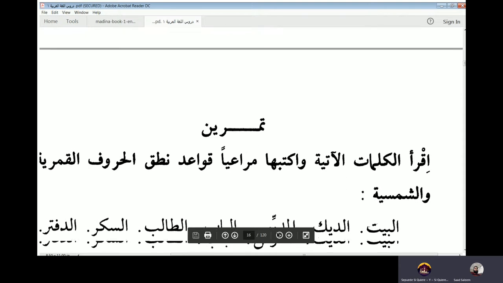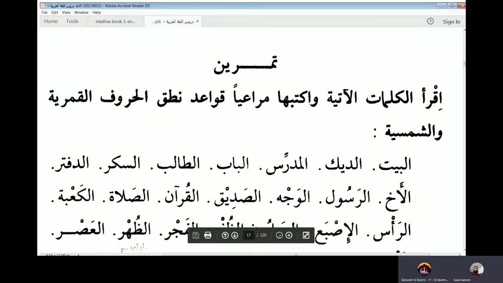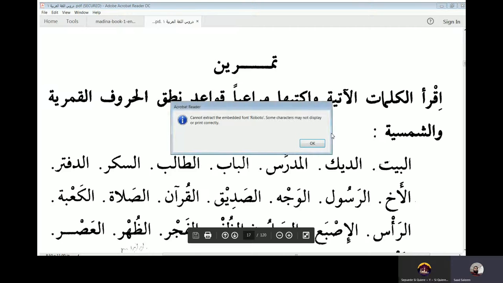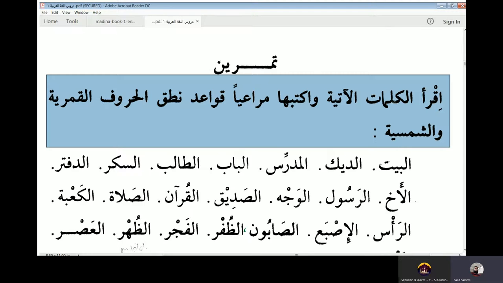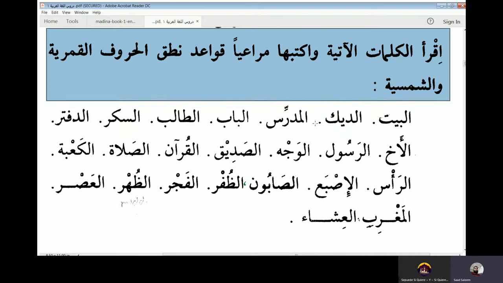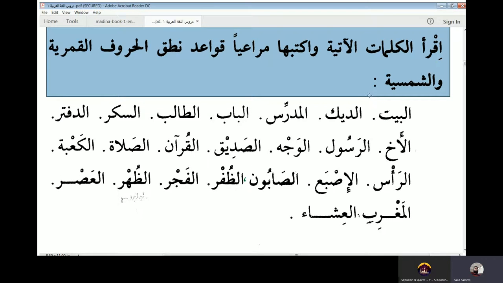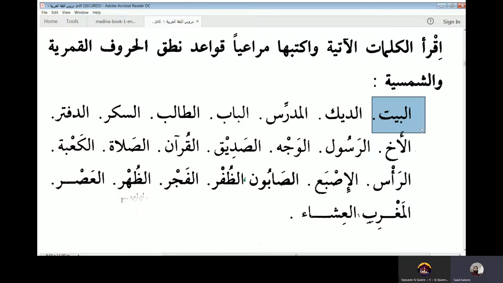Hold on, okay. Now we have the exercise. Read the following words and write them, keeping in mind the rules of pronunciation of Huruf al-Qamariya and Huruf ash-Shamsiya. On the previous page you learned about the rules of Huruf al-Qamariya and Huruf ash-Shamsiya. Keep them in your mind and read these words. Okay.